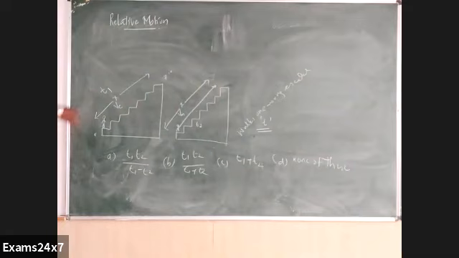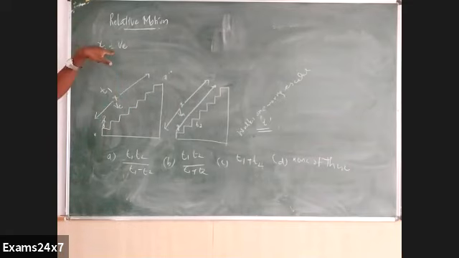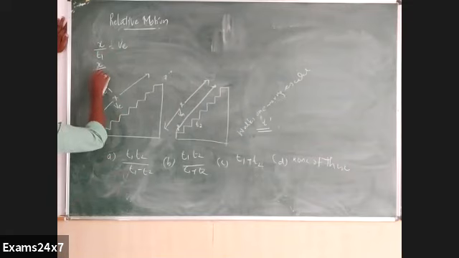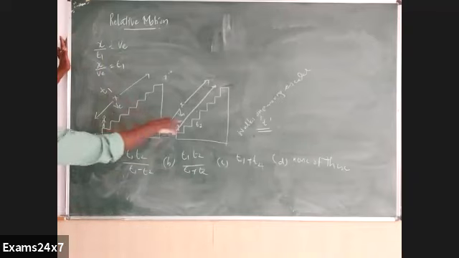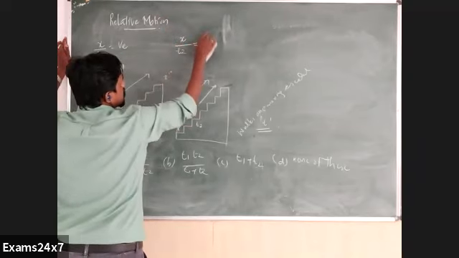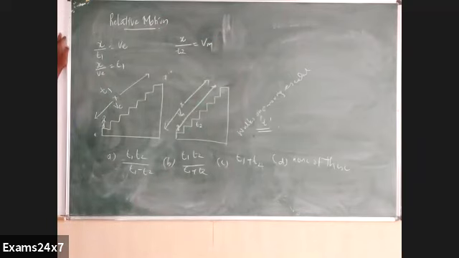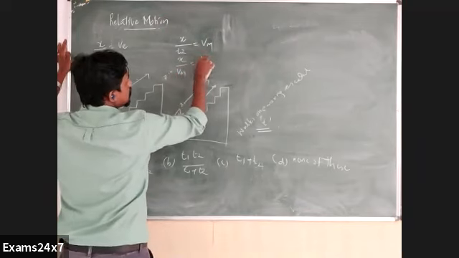Consider the first case. What is the distance it has to travel? X. Time taken is t1. So can I write x by t1 is ve, distance by time is velocity, or x by ve is t1? In this case, what is the distance it has traveled? X. Time taken is t2. Velocity is the velocity of man. X by t2 is vm, or x by vm is t2.